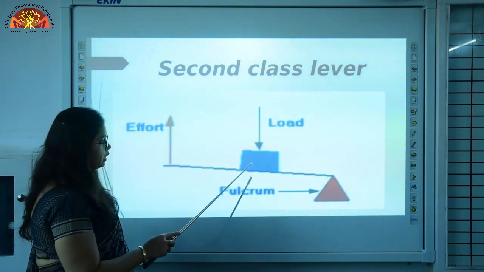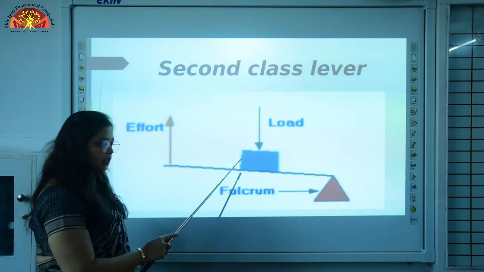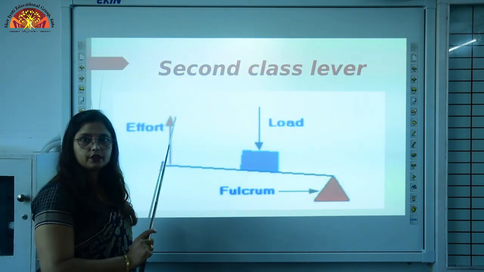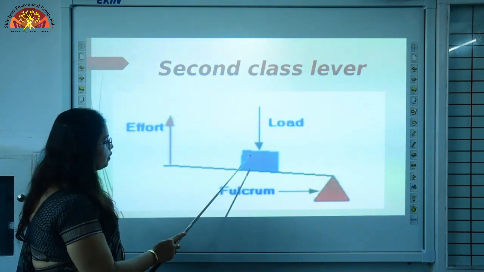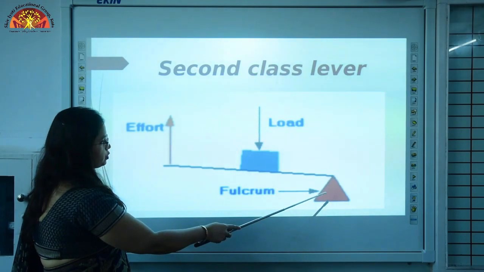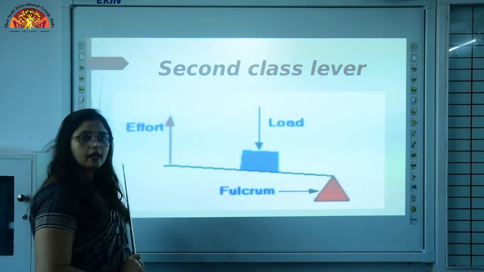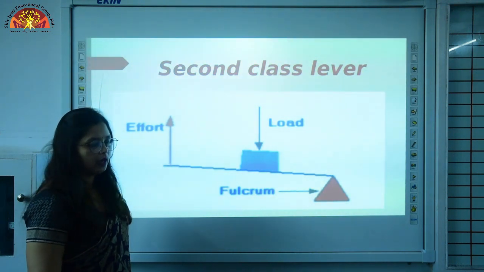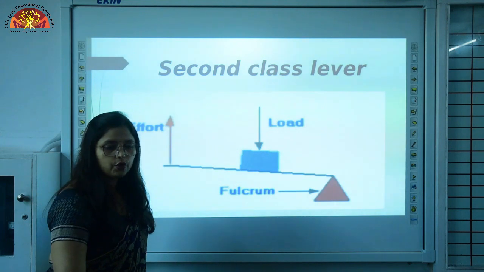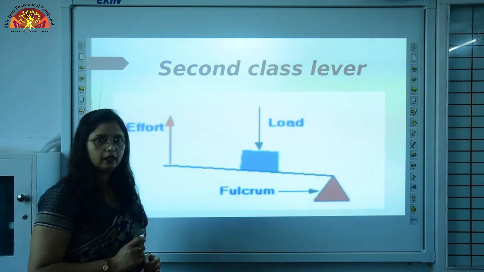So, let us recall, in first class lever, in the middle part the fulcrum was there and load and effort were at both the ends. But here in the second class lever, the fulcrum lies at one end position and load lies in between and effort lies at the other end. So, this is an example of a second class lever. Let me show you this second class lever with a very small object which you generally use in your daily activities.